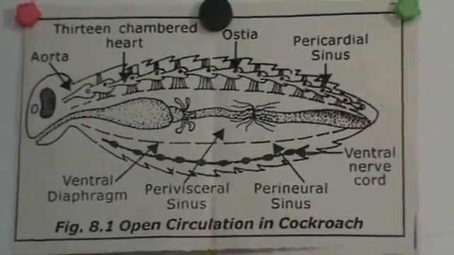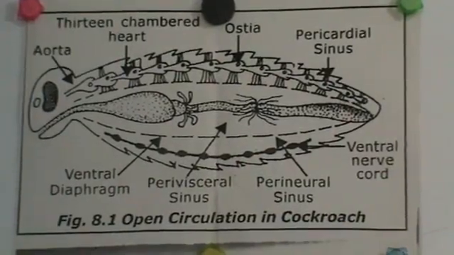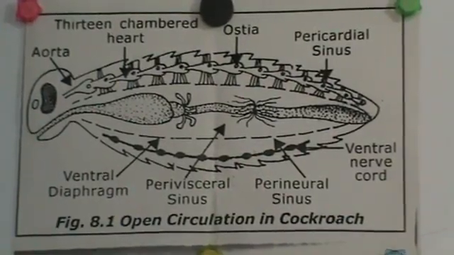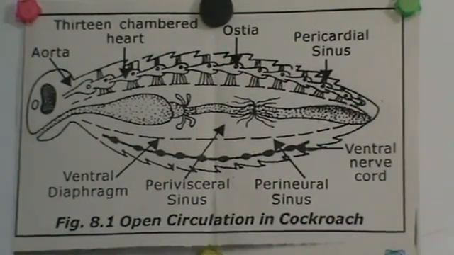Okay, this is the circulatory system of cockroach. Let's try to understand this. In cockroach, the blood circulation is of open type. The circulatory system consists of heart, aorta, hemolymph and sinuses. So there are 4 parts to the circulatory system. I'll come to each one of them in detail.